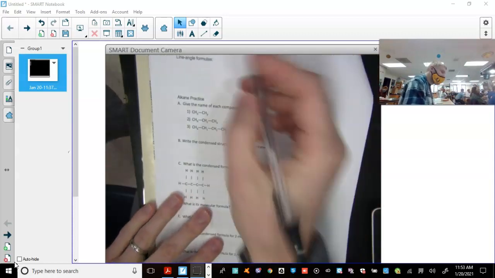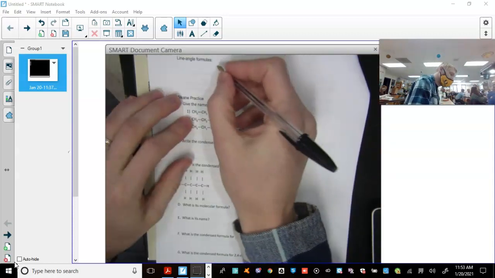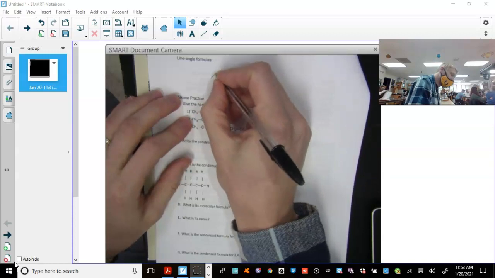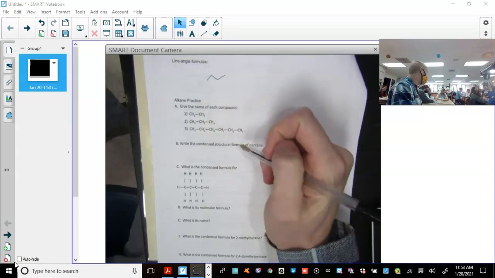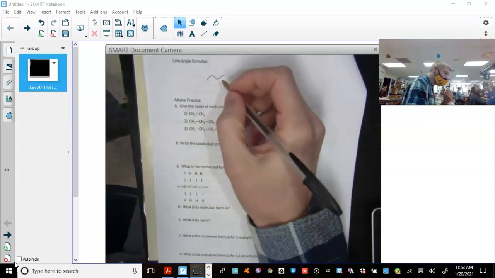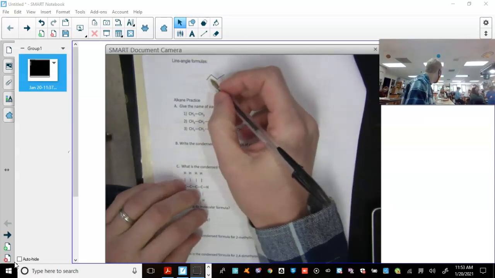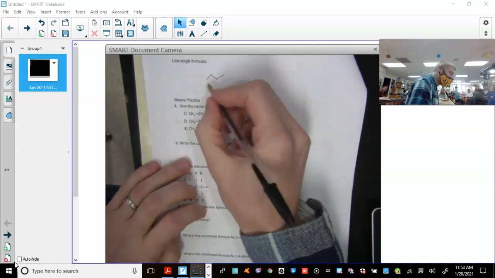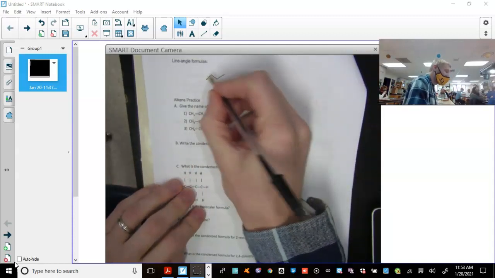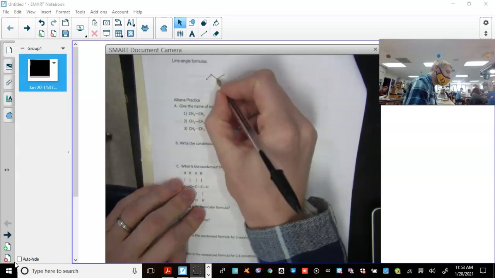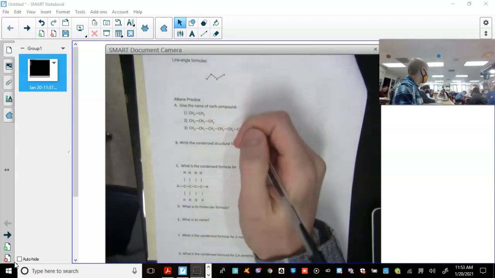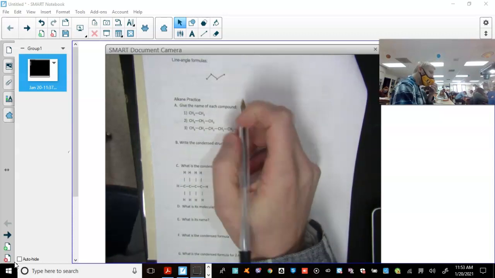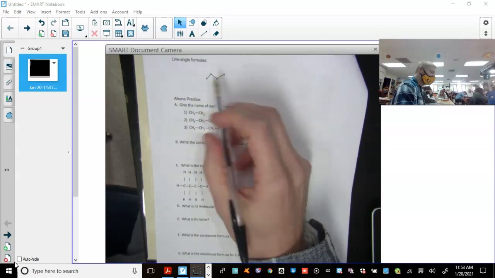Line angle formula, that's what I wrote there at the beginning. This is going to be super easy once you get the hang of it. Boom, boom. That's the line angle formula, just for butane. So what does this mean? This edge is a carbon, this corner is a carbon, that's a carbon, and that's a carbon. Every time it bends, and at the ends, those are all representative of carbons, and the hydrogens are not written in.